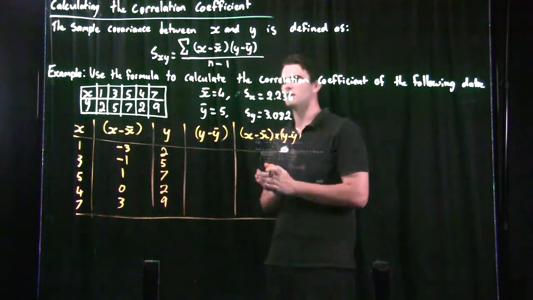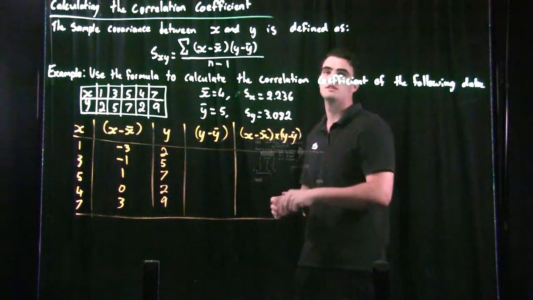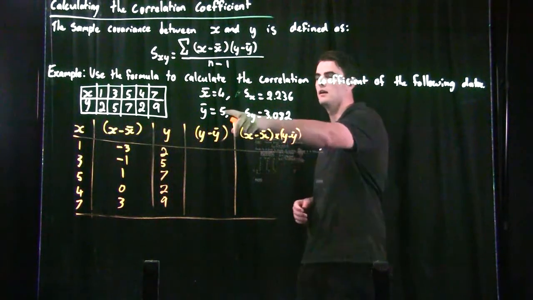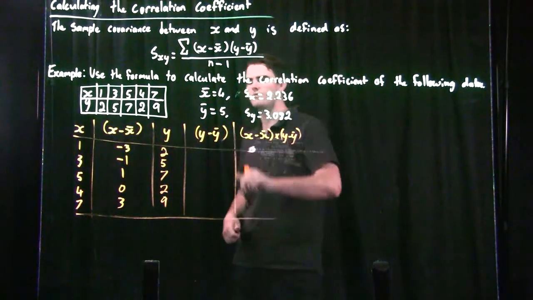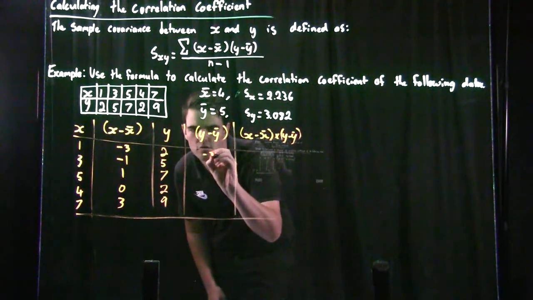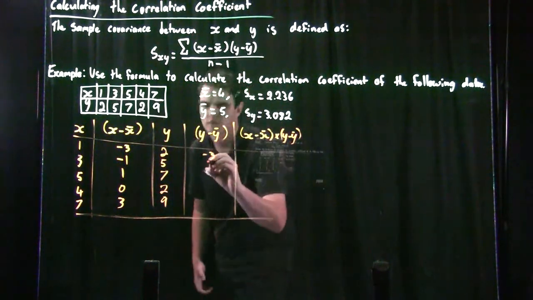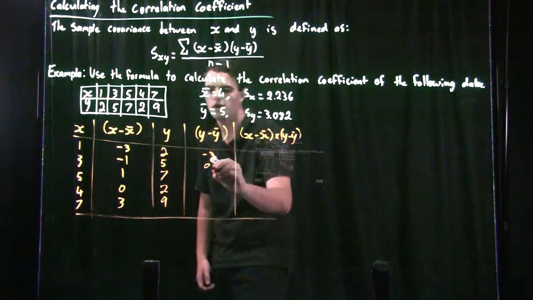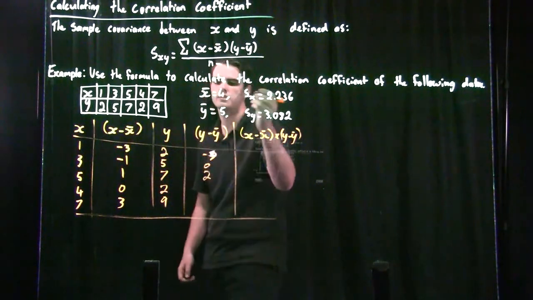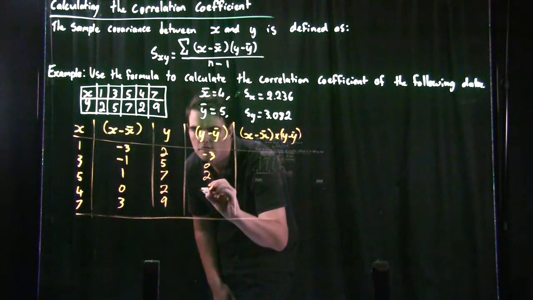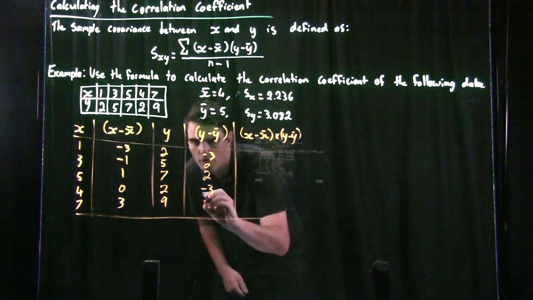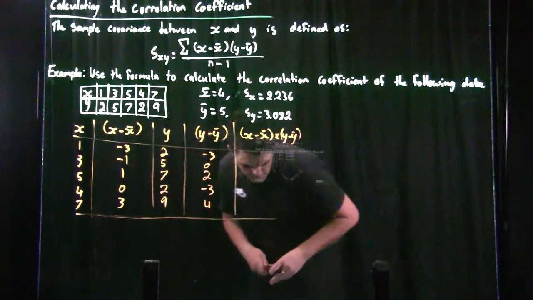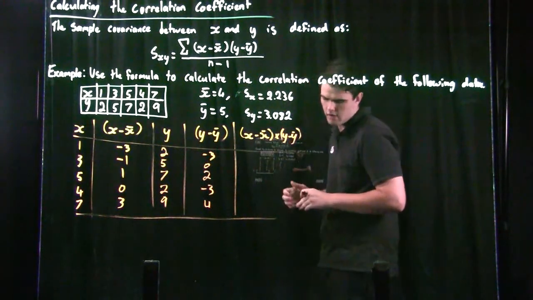The next thing I'm going to do is I've got my y values. I'm going to do the exact same thing, this time using y. The mean of y is 5, so I'm going to use 5 instead of 4. So 2 take 5 gives us minus 3. 5 take 5 gives us 0. 7 take 5, 2. 2 take 5 is minus 3. And lastly, 9 take 5 is 4. Let's just check our answers there, and we are all correct.